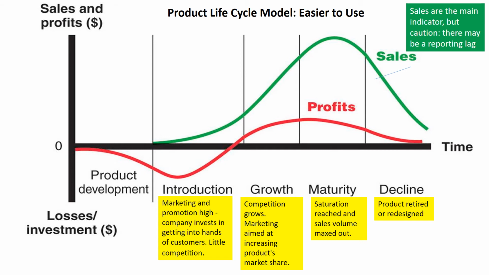In the growth stage, you might begin to see competition, and your marketing will be aimed at increasing your company's product's market share. If you are in the mature stage of the product life cycle, you may have reached saturation and sales volume has been maxed out. If you are at this point, your attention should be at possibly introducing new variations of your product to prevent the decline stage from occurring.